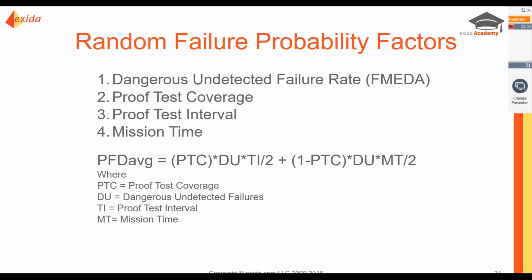And I mentioned briefly about the variables in a PFD average calculation. And these are just some examples of things that are going to need to be entered. And as you can see, the dangerous undetected failure rate would be handled by the FMEDA, but things like proof test coverage, proof test intervals, mission time, all of that you're going to need to provide for the PFD average calculations.